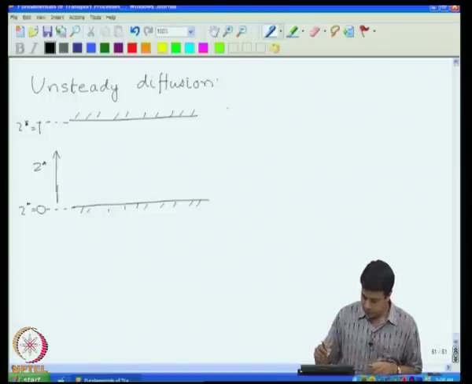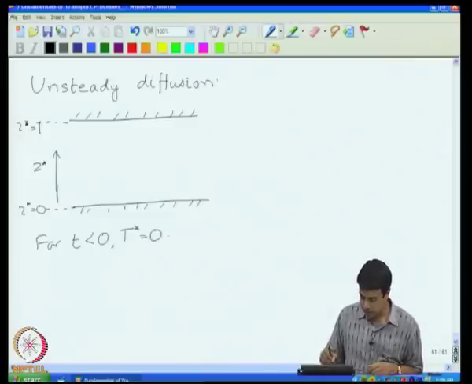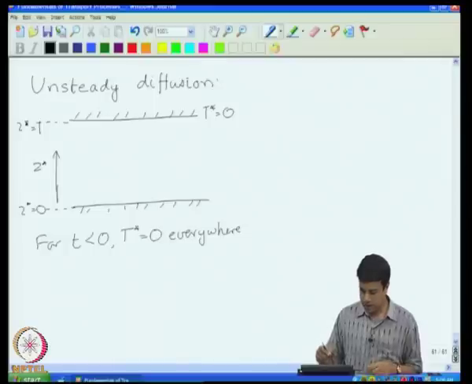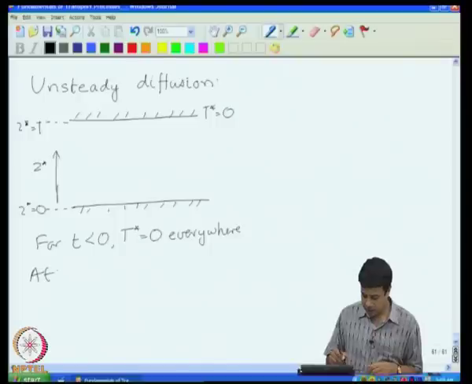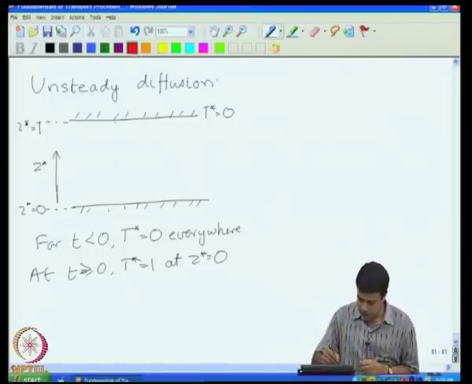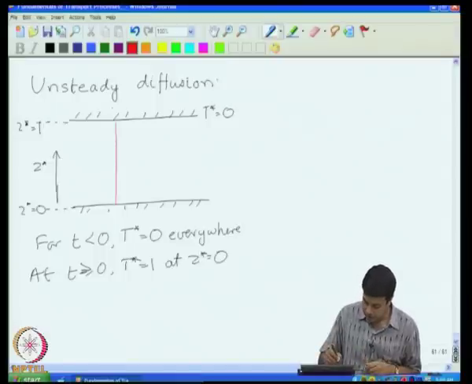For t less than 0, I will assume that the temperature t star is equal to 0 everywhere. So it is equal to 0 here, and it is equal to 0 on this surface as well. And at t greater than or equal to 0, t star is equal to 1 at z star is equal to 0. So initially, if I plotted the temperature, it was equal to 0 everywhere, the scaled temperature. I showed you in the last class how to scale it. So this is the temperature t star is equal to 0. At the initial time, I instantaneously increase the temperature here to t star is equal to 1.